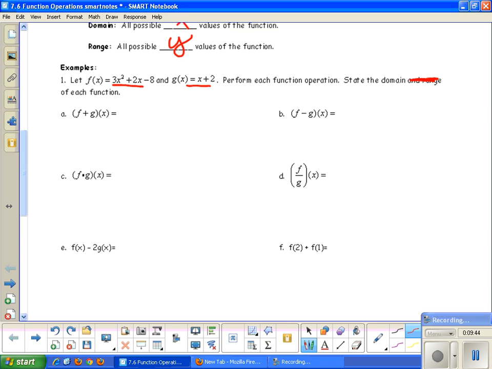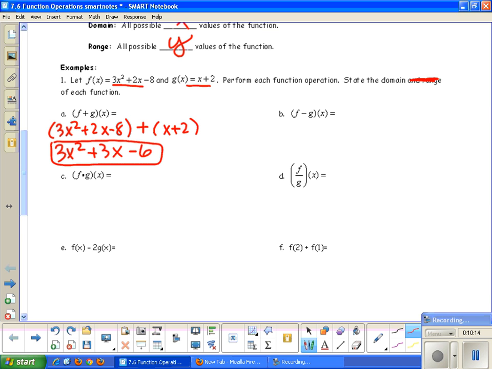Now notice that for the first one we're doing f plus g of x. That means we're just adding these two functions together. So I have 3x squared plus 2x minus 8, and then I'm adding that to x plus 2. Like I did for the first problem, I'm just combining like terms. I don't have any exponents and I don't have anything in front of my parentheses to distribute. So I get 3x squared, 2x and x gives me 3x, and negative 8 and 2 is minus 6. So that would be my simplified version.